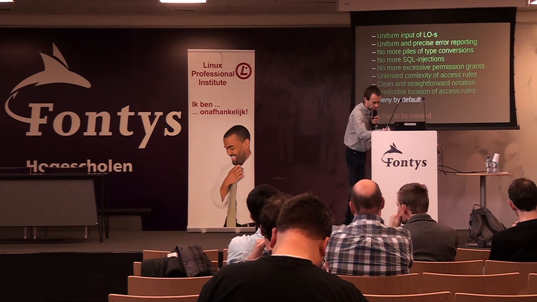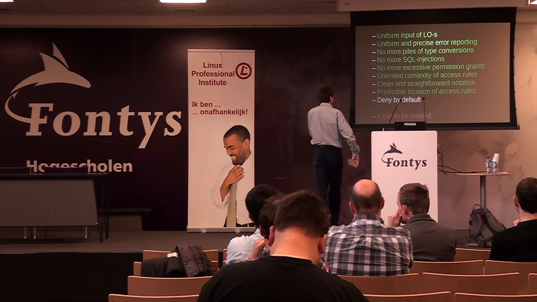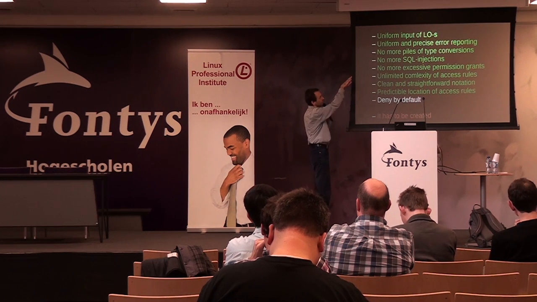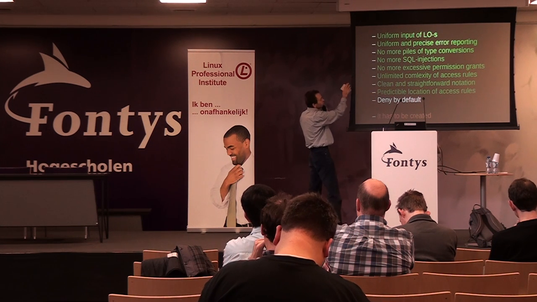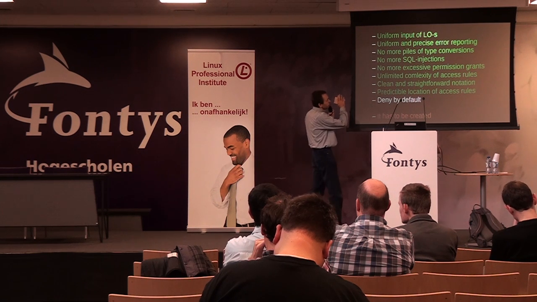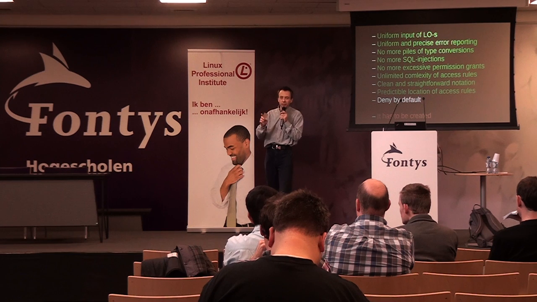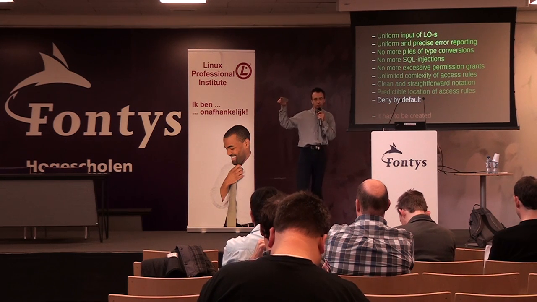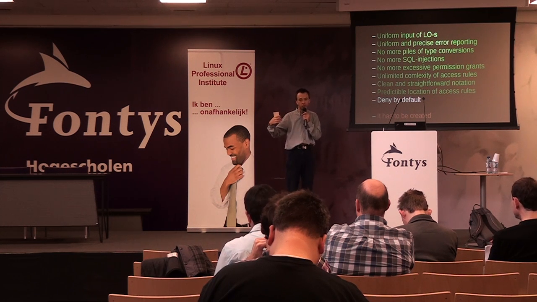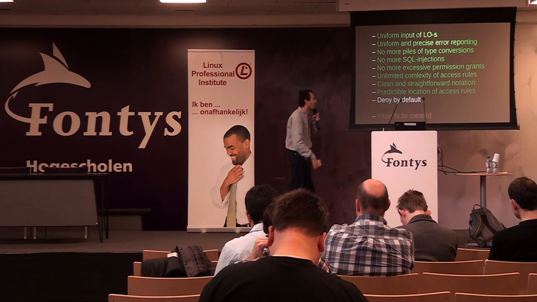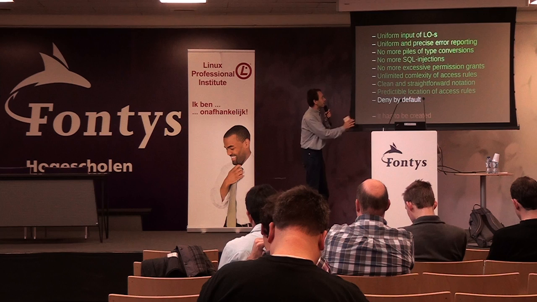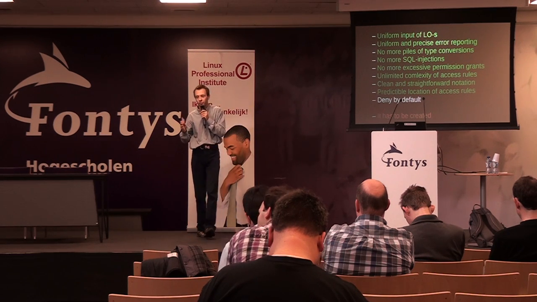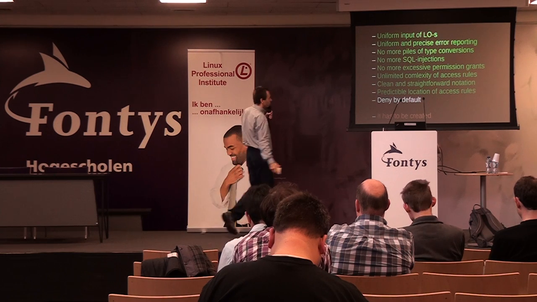Let me summarize the advantages of my proposal before we proceed to the third part. Uniform input of large objects, uniform and precise error reporting, no more piles of type conversion, and, this last one, no more SQL injections, no more excessive permission grants, arbitrary complexity of access rules. You know, grant and revoke are pretty limiting. Clean and straightforward notation, predictable location of access rules. It's very important when you're analyzing your code, especially regarding security. And deny by default. These advantages eliminate every last excuse for having an ugly framework on top of your finely crafted database. The only disadvantage is obvious: this interface has to be created.